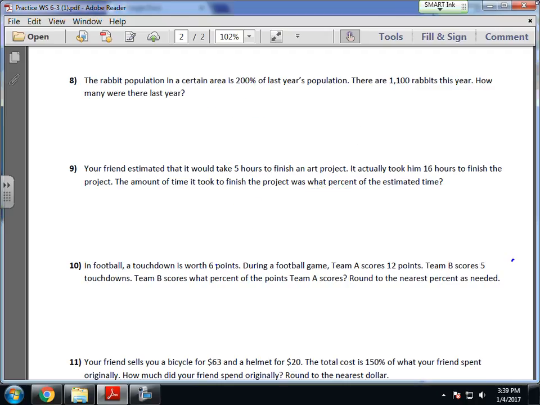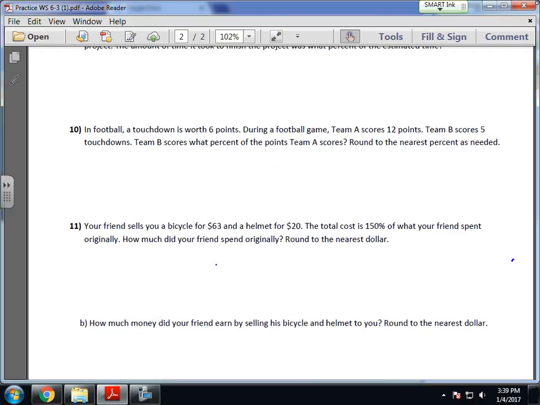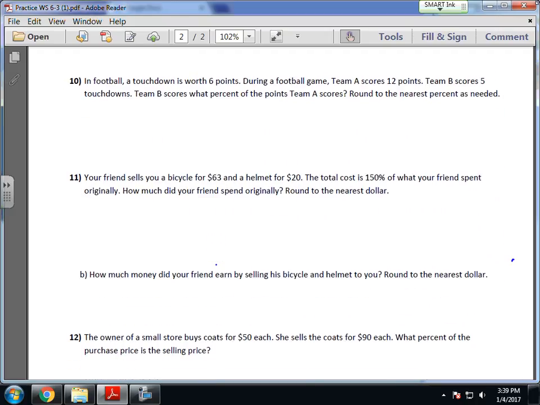All right, let's go ahead and take a look at number 10. It says in football, a touchdown is worth 6 points. During a football game, Team A scores 12 points. Team B scores 5 touchdowns. Team B scores what percent of the points Team A scores? So they want you to do Team B and Team A. Okay, so to figure this out, Team A, how many points do they get?